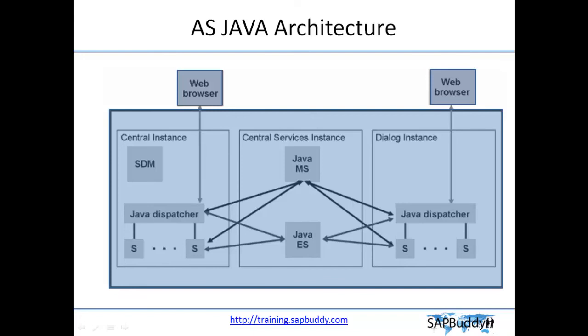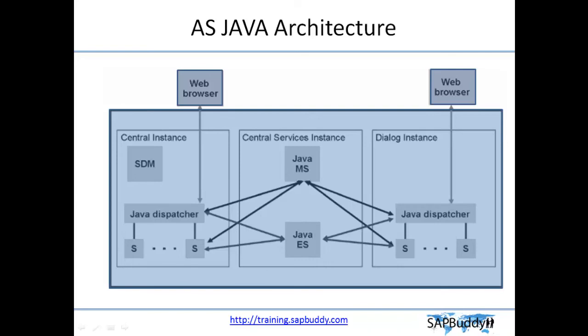The central instance and the dialog instance are identified by the SDM. You can also see the central instance having a Java message server and Java enqueue server. The Java message server is again separated from the Java dispatcher. However, this is also available in the central instance. Similar to the ABAP system, you can have additional dialog instances which will have the dispatcher and your server processes, and the dispatcher will communicate directly to the Java message server as well as the Java enqueue services. That's a slight difference here.